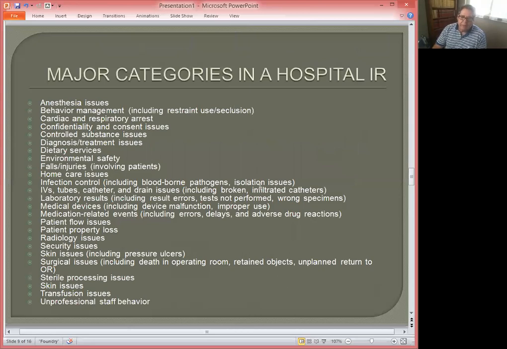Major categories for a hospital incident reporting system: anesthesia, behavior management, cardiac and respiratory arrest, confidentiality and consent issues, controlled substance issues, diagnosed treatment issues, dietary services, environmental safety, falls, injuries, home care issues, infection control, IVs, tubes, catheter, laboratory results, medical devices, medication-related events, patient flow issues, patient property loss, radiology issues, security issues, skin issues, sterile processing issues, transfusion issues, and any unprofessional staff behavior.